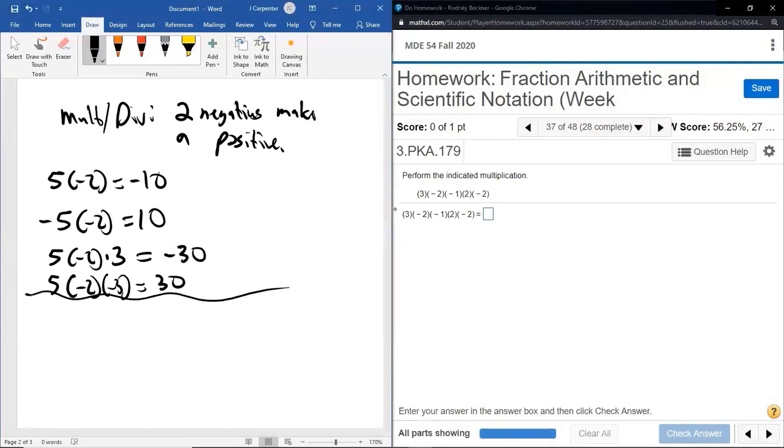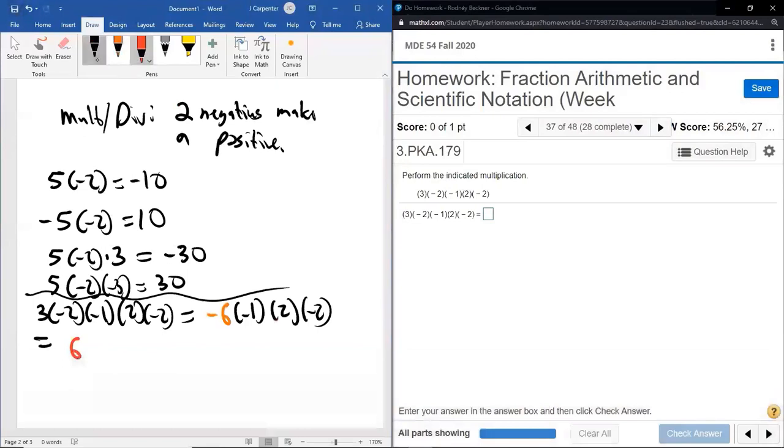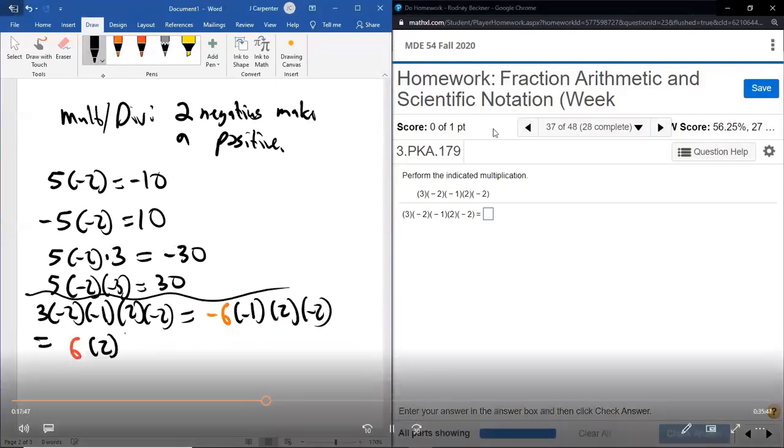So the problem they actually have is 3 times negative 2 times negative 1 times 2 times negative 2. If you want to show these step by step, the 3 times the negative 2 would make a negative 6. And then times the negative 1 times the 2 times the negative 2. The negative 6 times the negative 1 would make a positive 6. And then times the 2 times the negative 2.